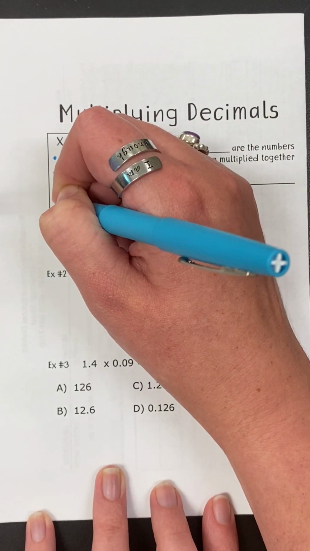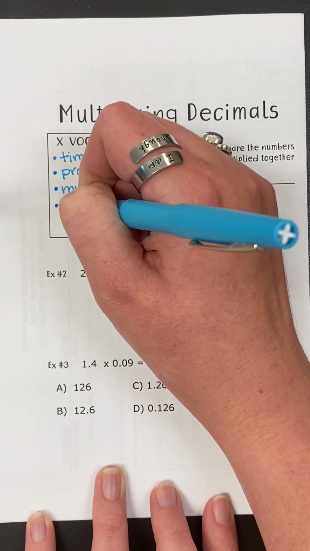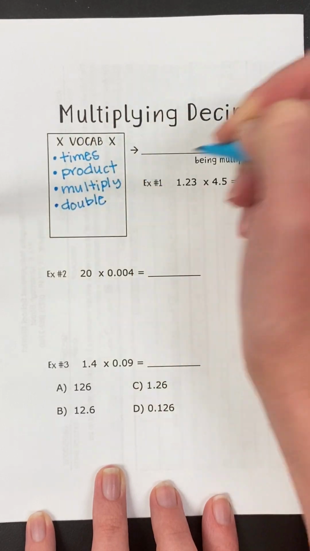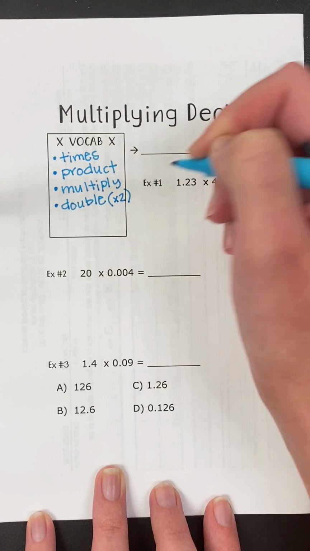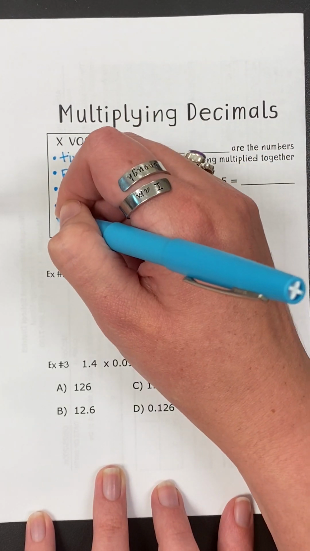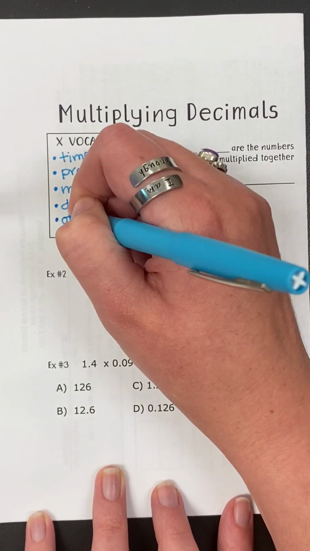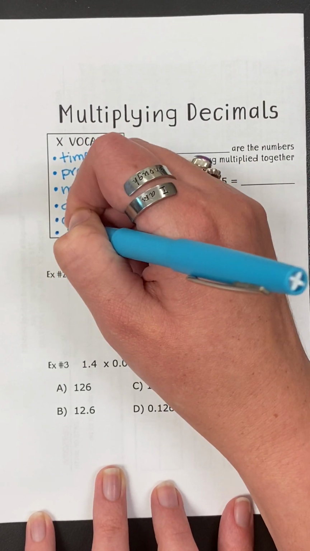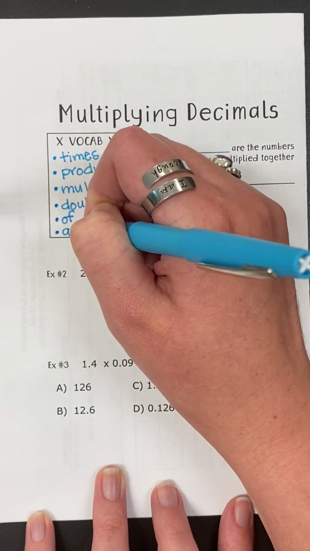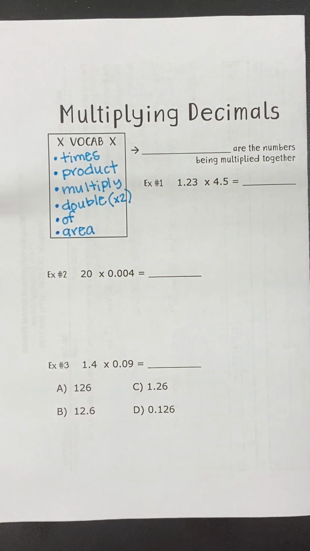And then double, does anybody know what double means? It means you're multiplying by 2 because you're doubling it. Also the word of, that's a big one in word problems, the word of. And lastly, the word area. If you are finding area, you should know this from previous years, you're going to be multiplying. This isn't all of the words, but these are most of our vocabulary words.